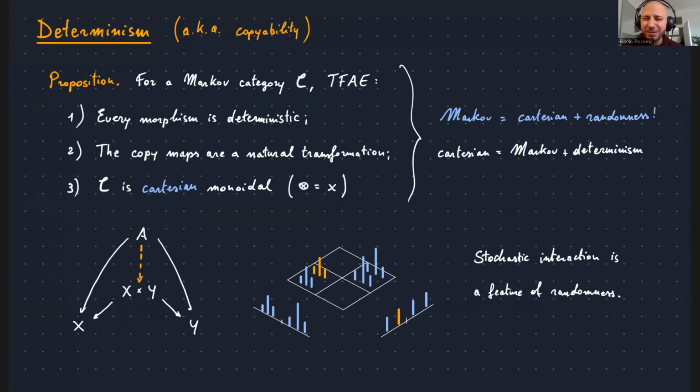If you know information theory, for example, mutual information is bounded by entropy, but at the same time, entropy is the same thing as mutual information with yourself. So correlations and randomness are kind of two sides of the same coin. And this is captured perfectly by the fact that Markov categories generalize Cartesian monoidal categories. All right.